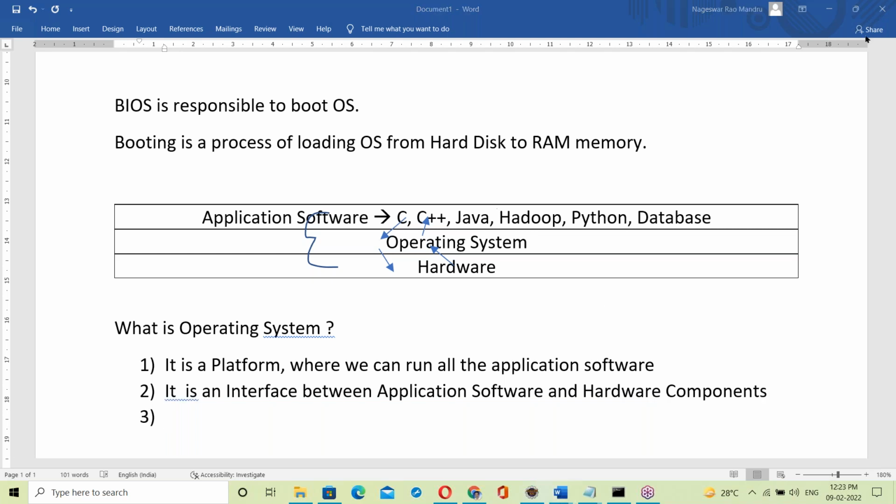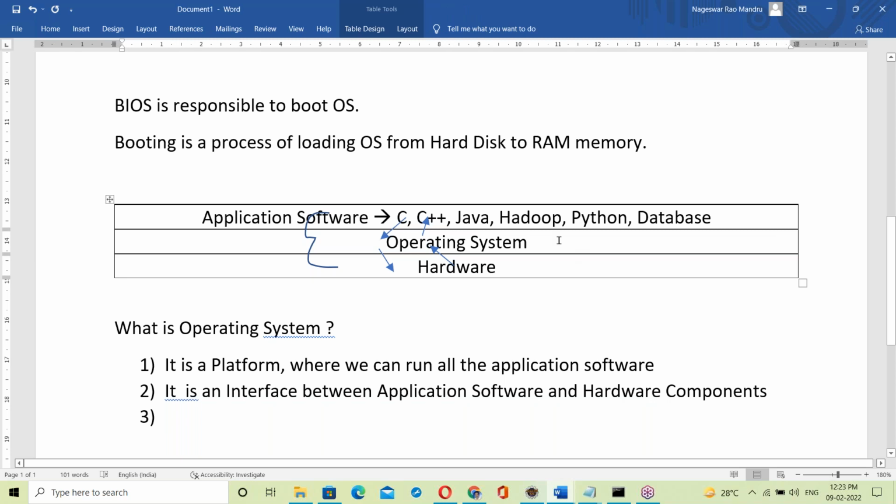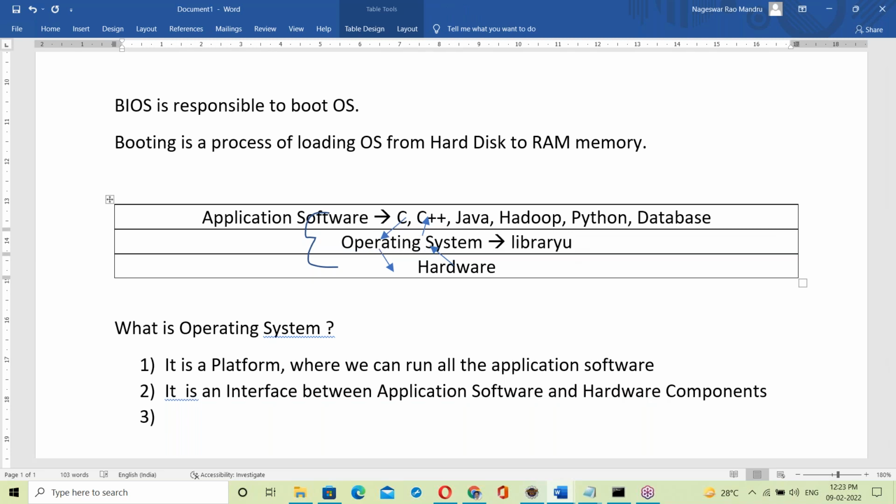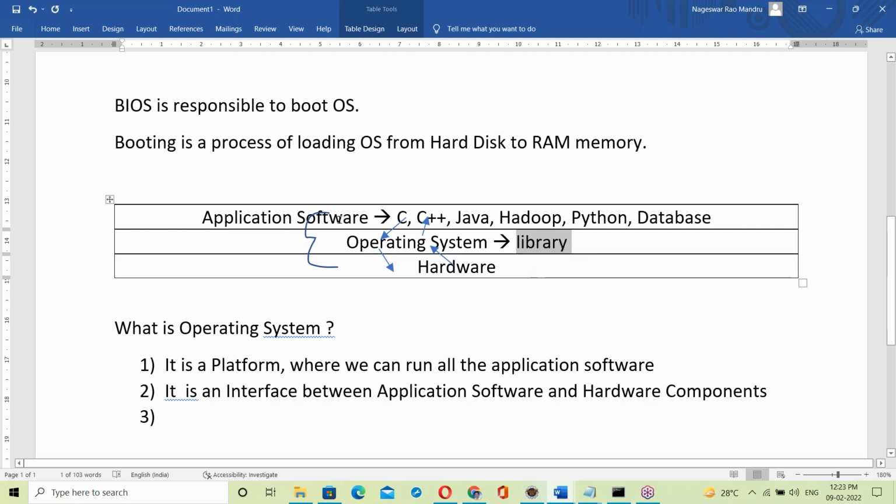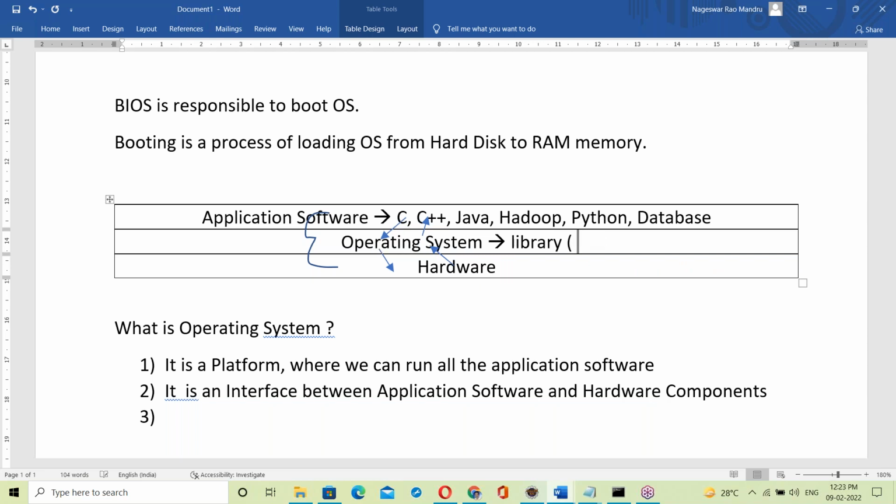Fine. Next, one more important point from the Java perspective. In every OS there is a library. The OS uses a library to communicate between application software and hardware components. Every OS has its own library. So what is the exact library? The library contains all the input output functions, the IO functions to perform all the input output operations.